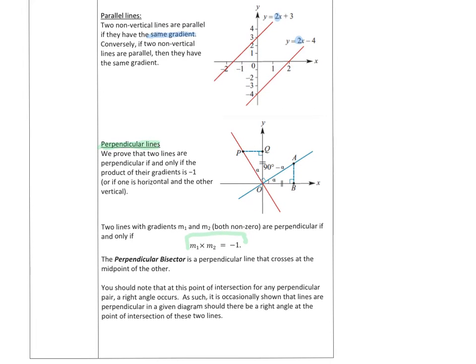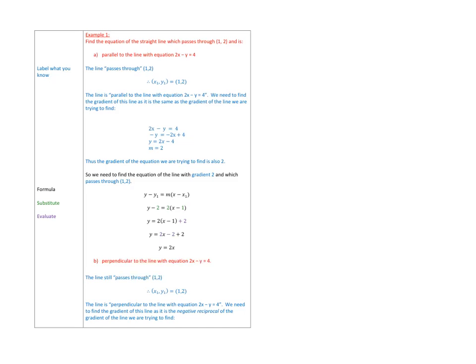What that means is if they're perpendicular, if you take their gradients and multiply them together, the answer will be -1. So if I know one of the gradients, does that mean I cannot find the other one? Yeah, if they tell me they're perpendicular and I have been given one of them, I must be able to work it out. So let's have a look at some of these questions.